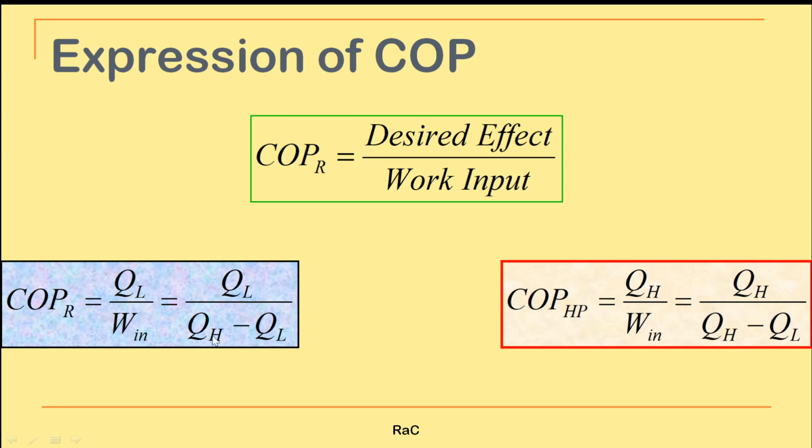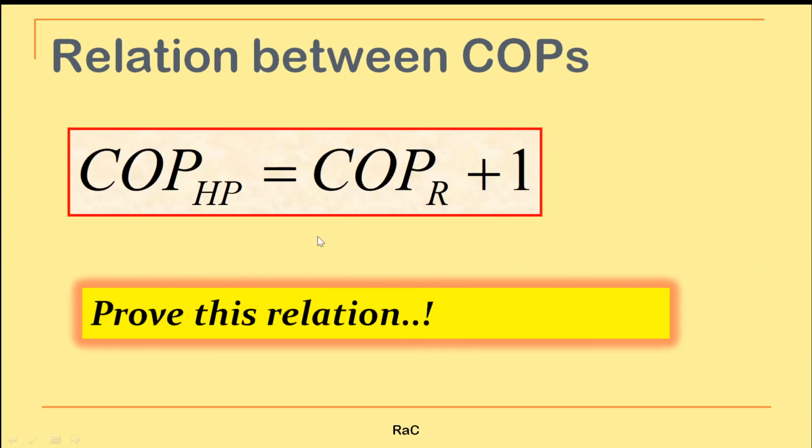So we can write in terms of QH and QL. If you recollect the first law of thermodynamics, in a cyclic process, delta W is equal to delta Q. Please recollect. So similarly, we can write COP of a heat pump as QH by QH minus QL. Now we can prove that the COP of a heat pump is always greater than unity. And the COP of a refrigerator and a heat pump are related like this: COP of HP is equal to 1 plus COP of refrigerator.